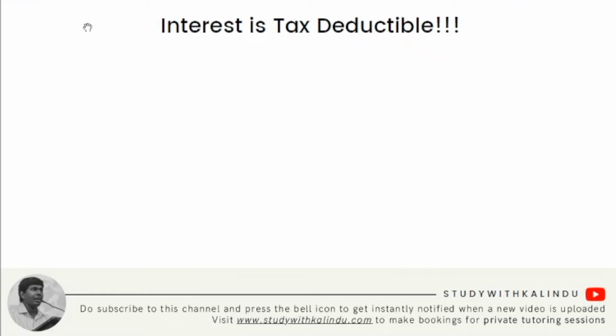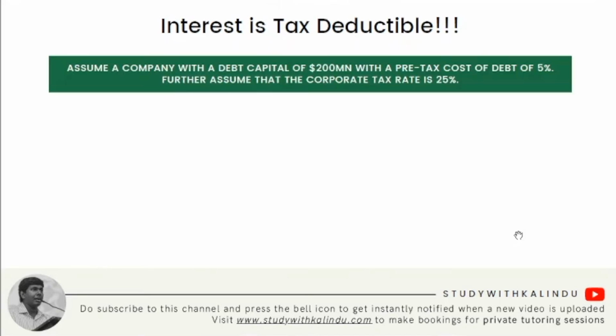So how this whole thing happens, you need to have a snapshot in your mind so that you will be doing your calculations with proper understanding. Now let's look at an example to really understand this whole tax deductible story.